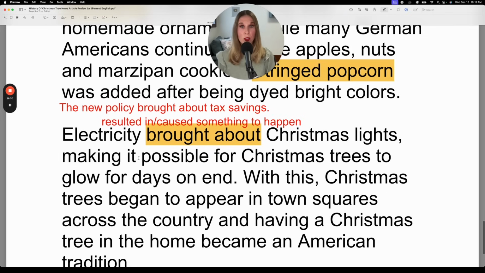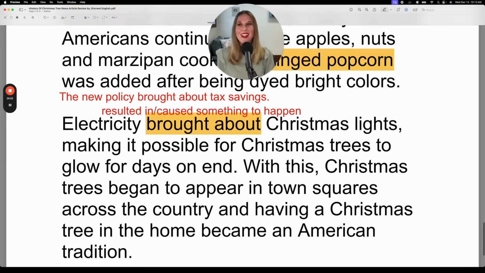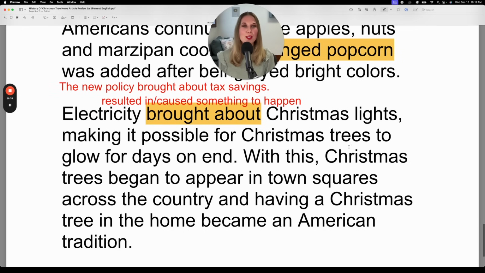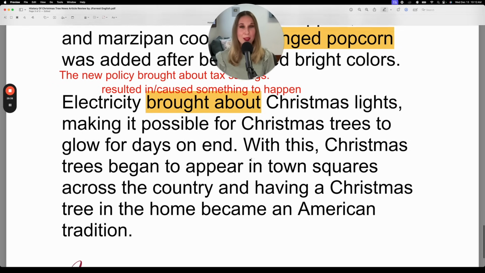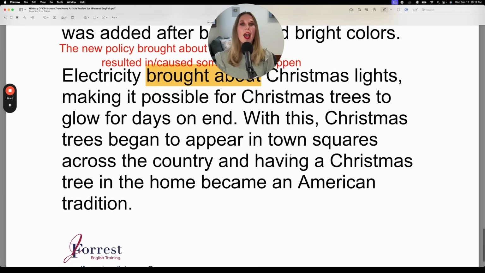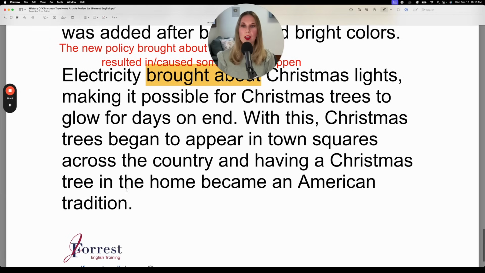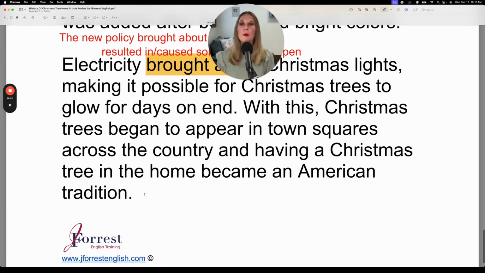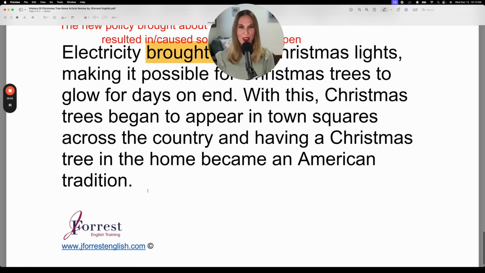So electricity brought about Christmas lights, making it possible for Christmas trees to glow for days on end. I love Christmas lights. With this, Christmas trees began to appear in town squares across the country, and having a Christmas tree in the home became an American tradition. So that is how the Christmas tree started. Thank you, Germany, for bringing the Christmas tree to North America.